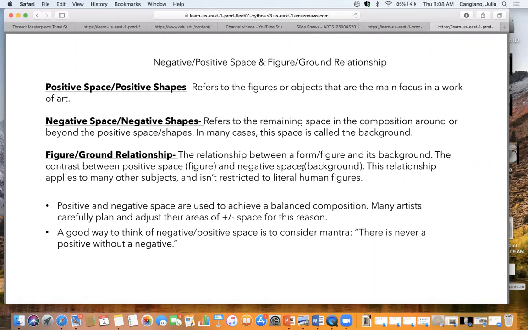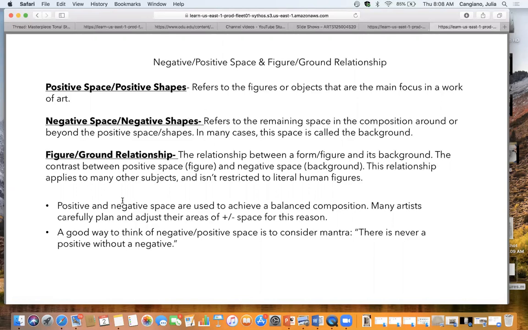So that's sort of the general definition of those two. And there are cases where they can be reversed, and artists can call into question what is the positive and what is the negative space. And that we'll get to in a second.